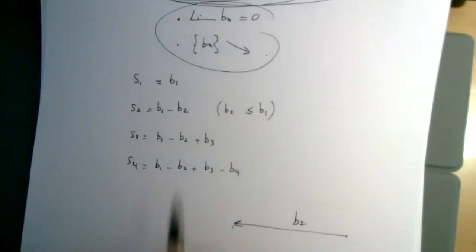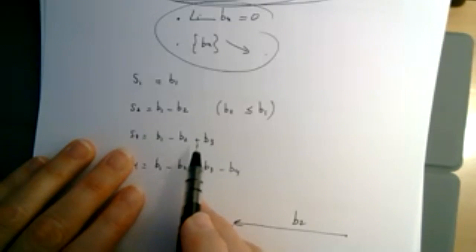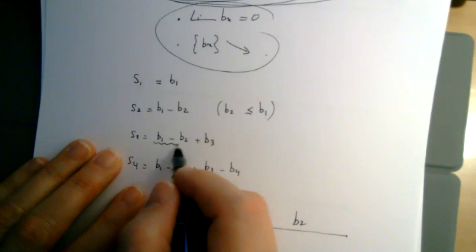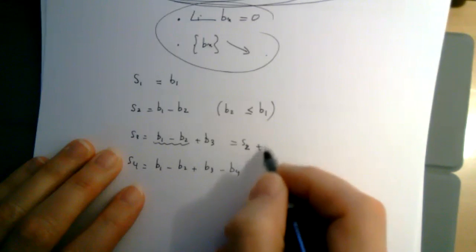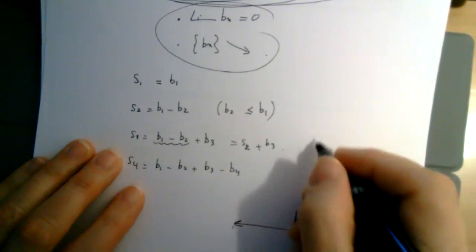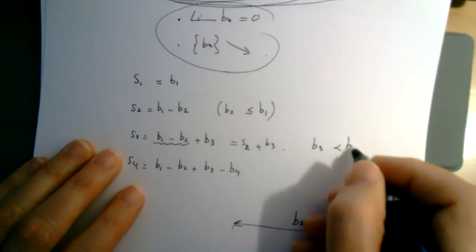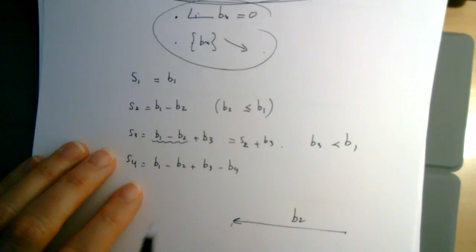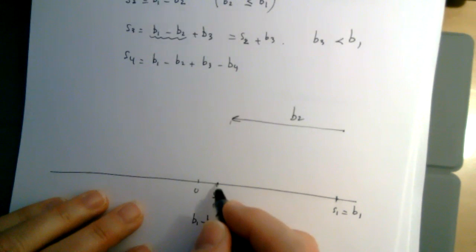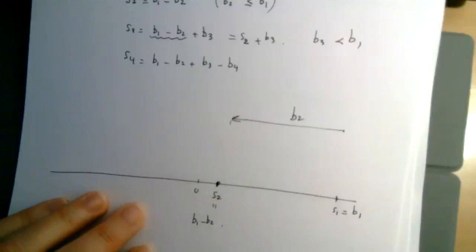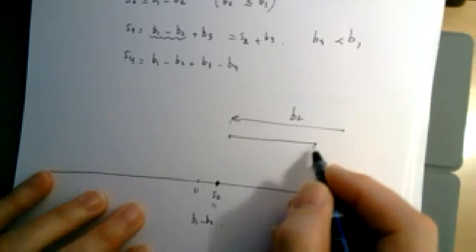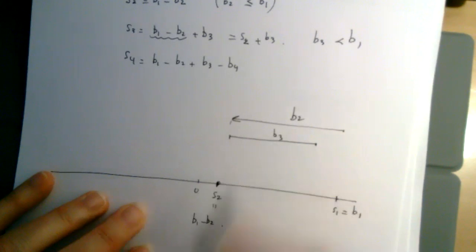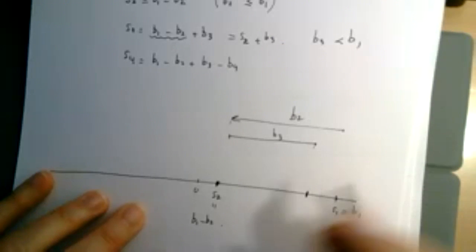Now what is S3? Let me go back. What is S3? It's B1 minus B2, which is basically S2 plus B3. And remember, B3 is less than B2. So let me draw it on a picture. Where is S3? S3 is S2, but we added B3 to it. So this is S2, we added B3, but B3 is less than B2. So S3 basically is right there.